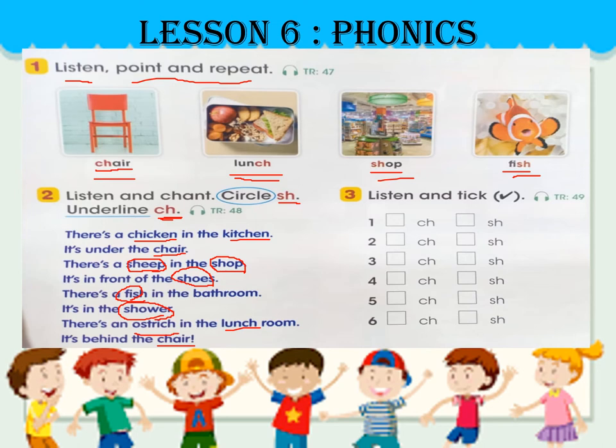Okay, student, let's underline and let's circle. Okay, chicken. Oh, we will read the underline first. Chicken, kitchen, chair, ostrich, lunch, chair. And this the circle is sheep, shop, shoes, shower. Okay.